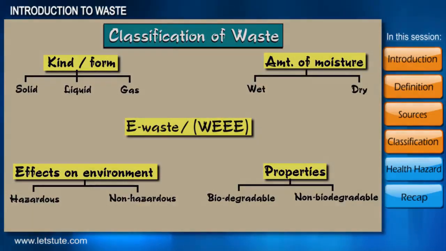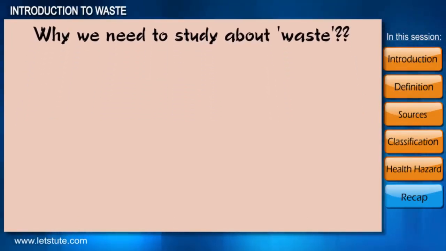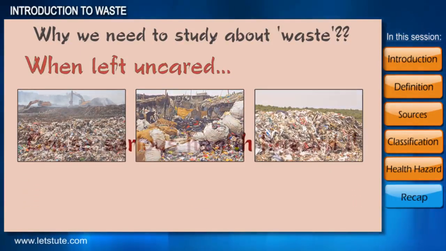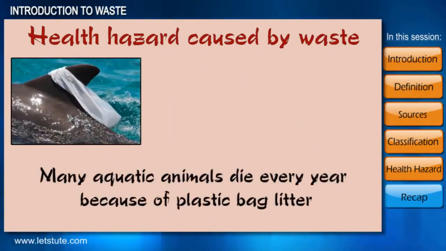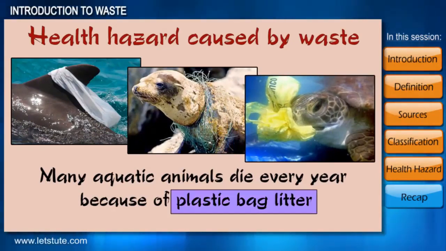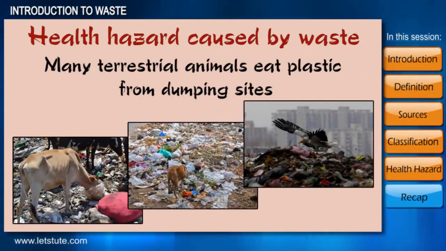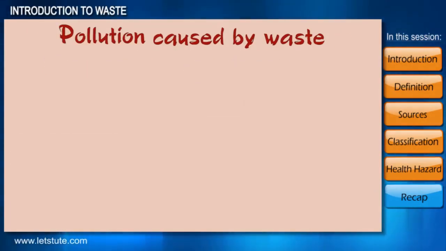After knowing all these, aren't you wondering why we need to study or know about things which are just waste for us? This is because when left uncared for, this waste accumulates and causes serious health hazards. We all know plastic degrades very slowly, which is why it is such a big problem. Moreover, many aquatic animals like whales, seals, and turtles die every year from plastic bag litter, as they often mistake plastic bags for their food. Similarly, many terrestrial animals like cows, dogs, and even many birds eat plastic from the dumping sites, ultimately leading to their death. Apart from causing these health hazards, they even add to different types of pollution like air, water, soil, etc.